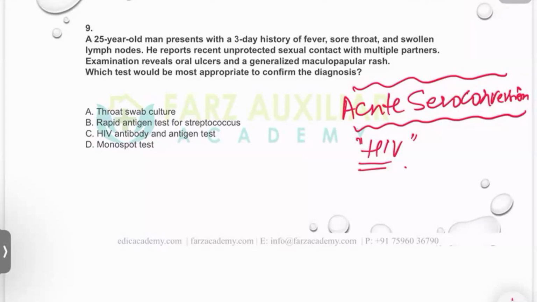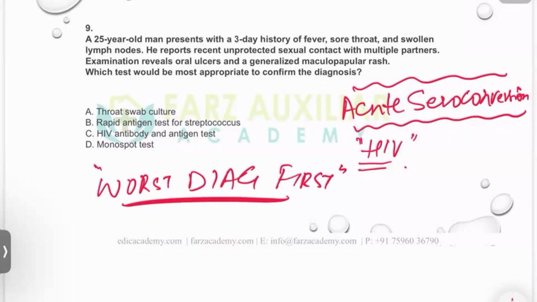Now the problem is that in mononucleosis, the patient will have swollen lymph nodes, and although it is not mentioned anywhere, this patient has a history of intimate contact with multiple partners. So I always tell, and I told earlier also, worst diagnosis first. Generalized maculopapular rash is a leading point here, doctor. Yes, given the history, it is a leading point. So you should rule out HIV first. Acute seroconversion presents like this, and HIV antibody and antigen test should be done immediately.